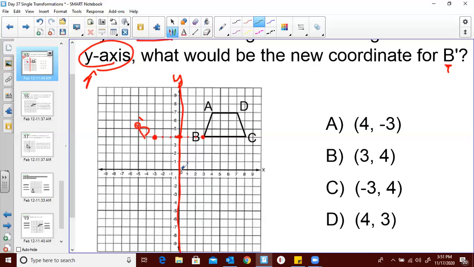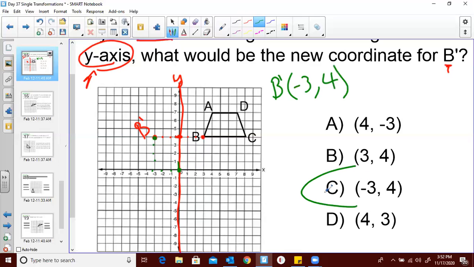Again, you still have to remember how to find your coordinate pair for a point. So we always start at the origin, which is 0. And we're going to count. We go 1, 2, 3. So B prime is going to be -3. And we're going to go up 1, 2, 3, 4. -3, 4.